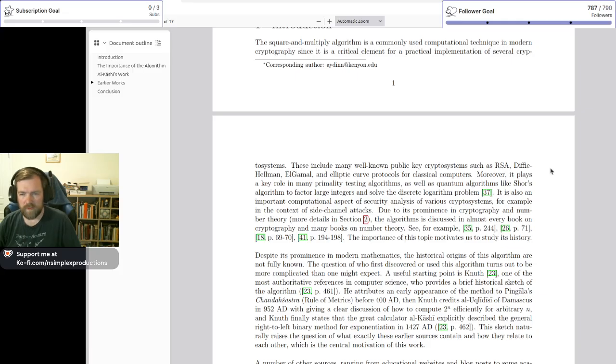Due to its prominence in cryptography and number theory, in section 2, the algorithm is discussed in almost every book on cryptography and many books on number theory. The importance of this topic motivates us to study its history, despite its prominence in modern mathematics. The historical origins of this algorithm are not fully known. The question of who first discovered or used this algorithm turns out to be more complicated than one might expect.